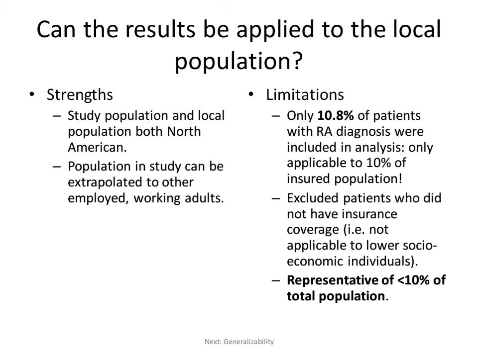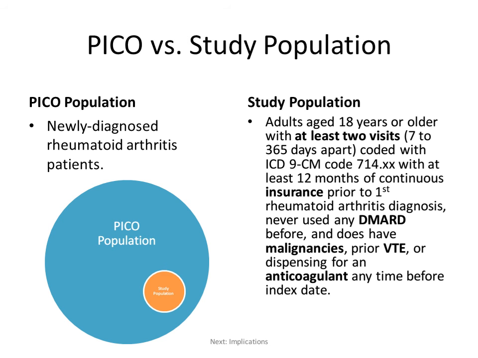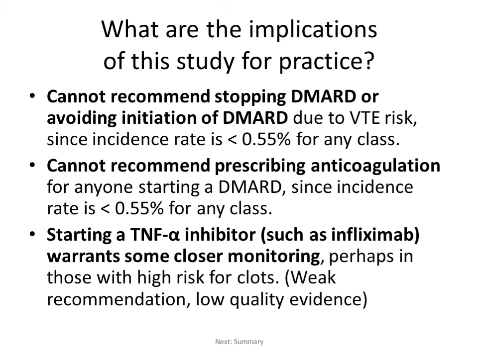Who can we apply these findings to? Since only 10.8% of rheumatoid arthritis patients were included in the analysis, and that's talking about people with private insurance, it means we can only generalize these data to less than 10% of rheumatoid arthritis patients that we see. If the bigger circle represented the PICO population, then the small circle is all that we have left after the inclusion and exclusion criteria. The take-home message from the study was that the evidence was not enough to recommend either stopping a DMARD or starting an anticoagulant. But maybe if somebody is started on infliximab, we might pay closer attention to their clotting factors.